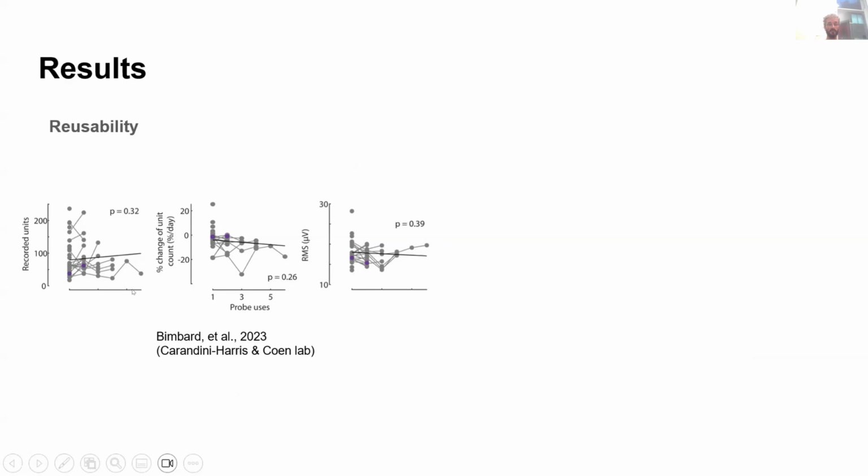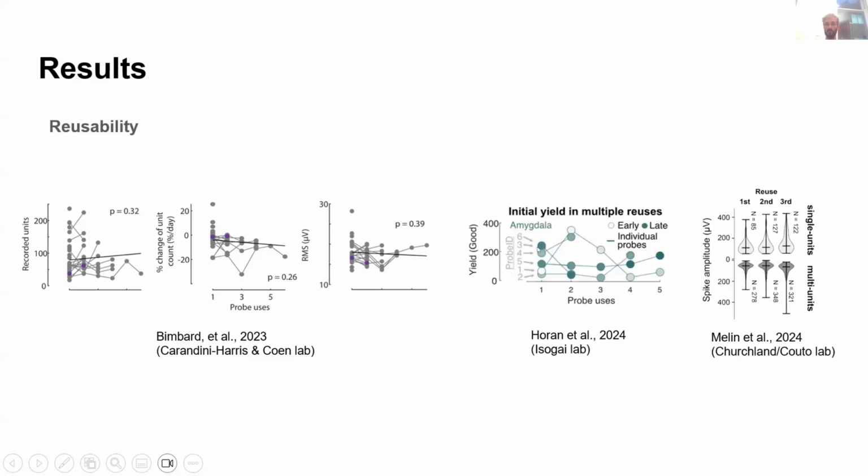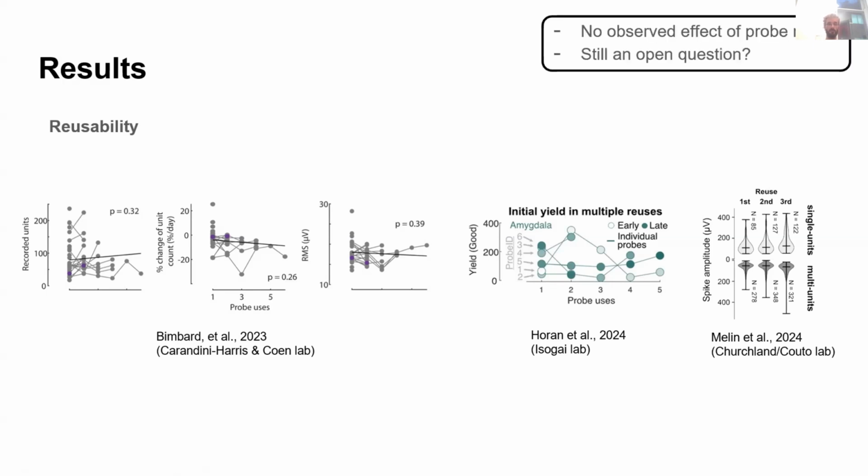So here on the x-axis is the number of probe uses, and on the y-axis are the number of units that were recorded, how fast they were decreasing, or the overall noise. And you can see it's pretty stable. It does not depend on how many times the probe was used. The same for these other papers that also quantify this. So that's something you may want to look into if you're interested in really reusing the probes a lot.